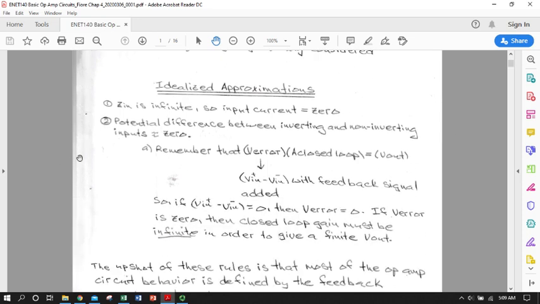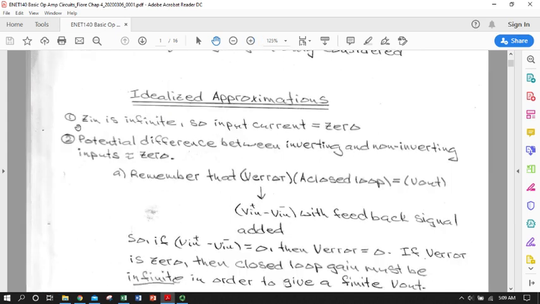So what are these idealized approximations? The first one is that our input impedance into either the inverting or non-inverting terminal is infinite, so we can say our input current is zero. If we have current heading into the op amp as a result of our input voltage signal, maybe dropping some voltage over a resistor, it either has to go to ground or go around the op amp through the feedback network. We're going to assume that the input is effectively an open.